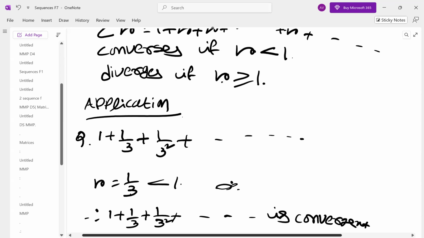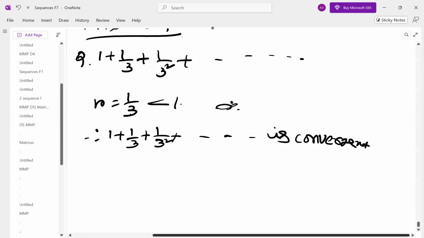If it is in geometric series form, 1 plus r plus r square plus and so on, this series is called a geometric series. Okay, next one. Let us go for another question.